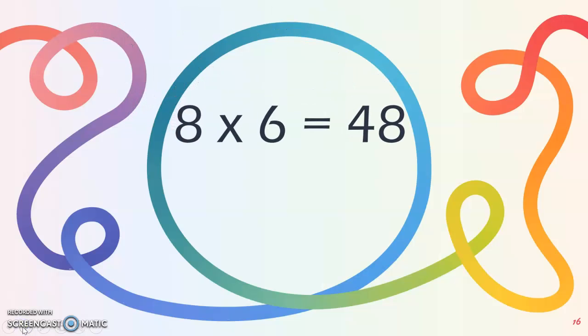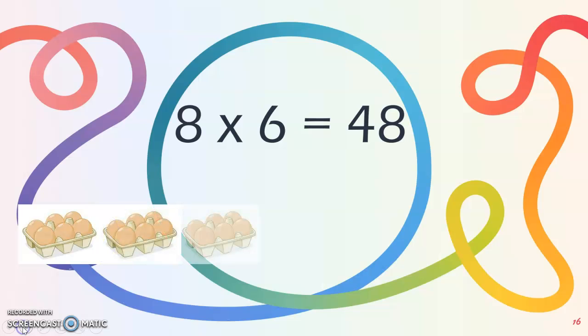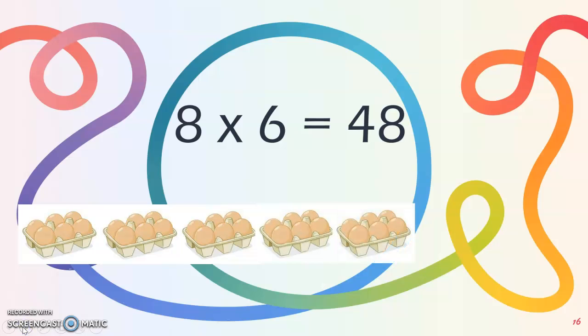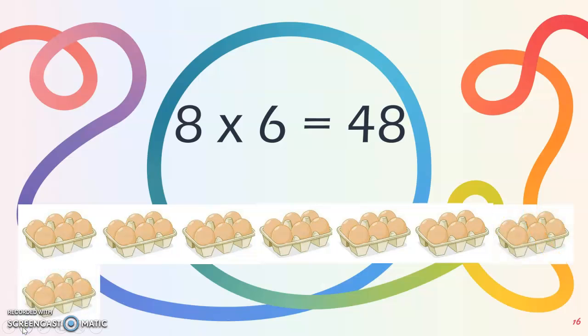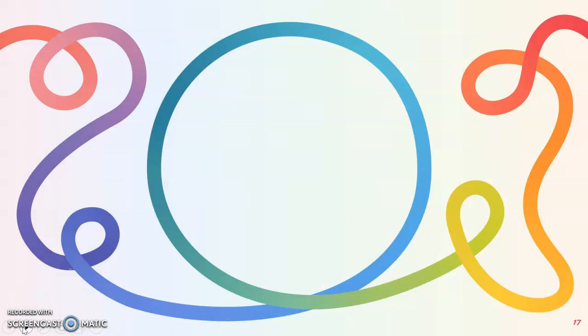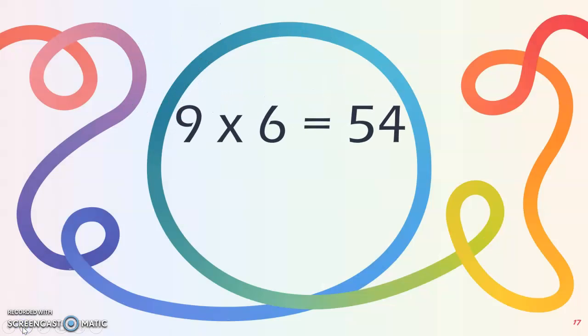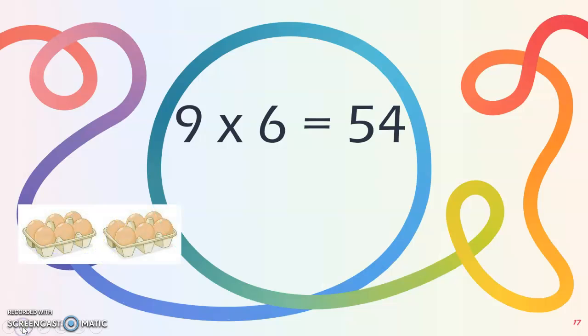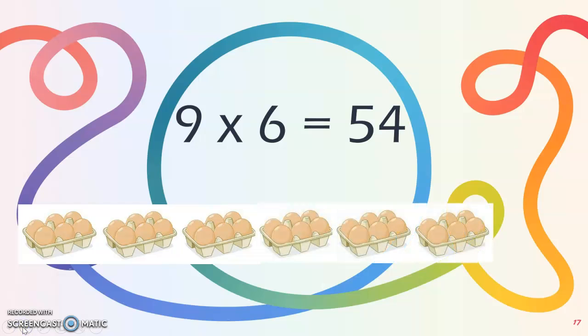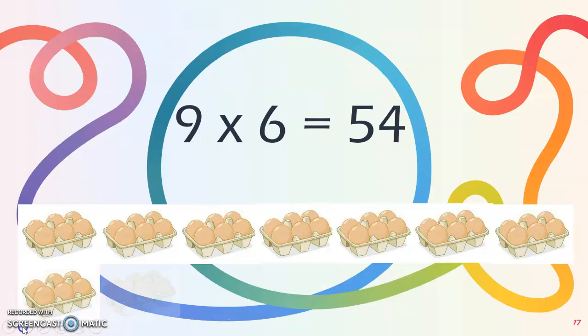8 lots of 6. 6, 12, 18, 24. Keep counting in sixes. 48. 9 times 6 is 54. 1 box of eggs. 2, 3, 4, 5, 6, 7, 8, 9 boxes of eggs. 54.